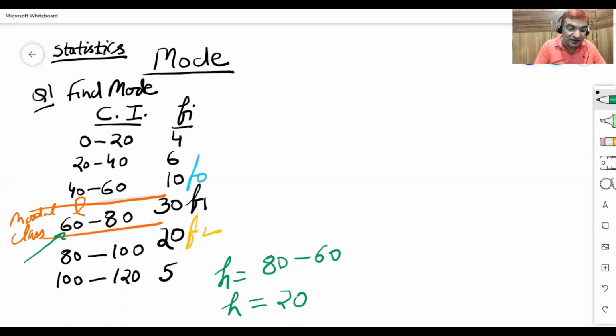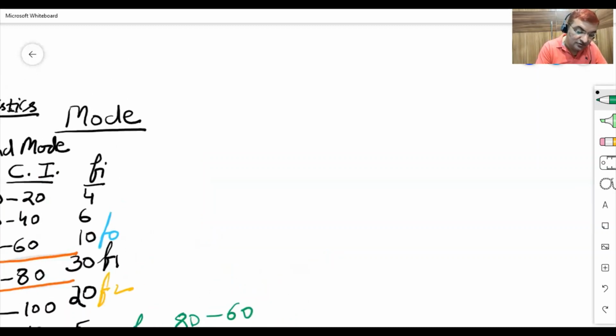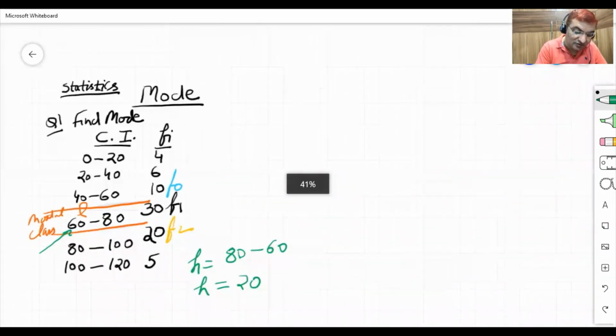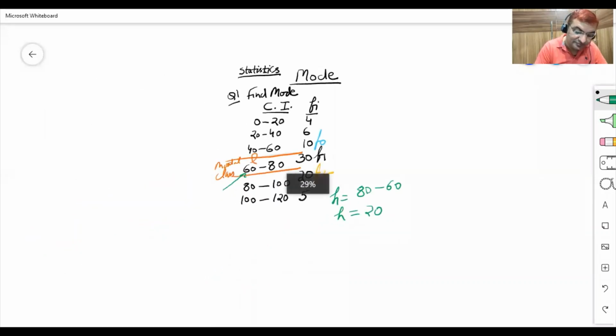Now very simply what you need to do is you need to write the formula. That is the formula for mode. So please understand.